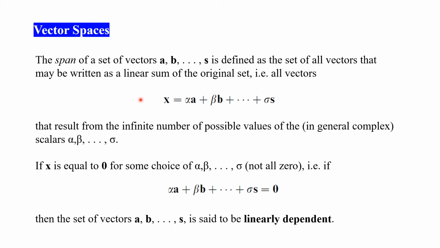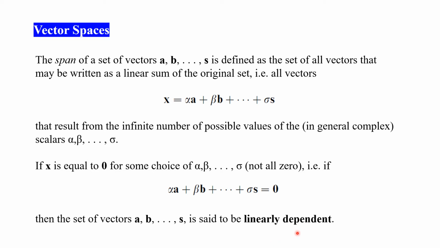Now, in this case, if X is equal to 0 for some choices of alpha, beta up to sigma, where alpha, beta, and sigma are not all 0, that is, if alpha A plus beta B plus up to sigma S is equal to 0, then the set of vectors A, B up to S is said to be linearly dependent. In such a set, at least one vector is redundant since it can be expressed as a linear sum of the others.